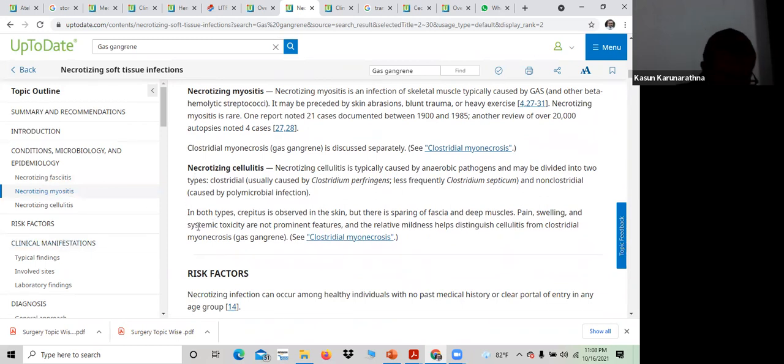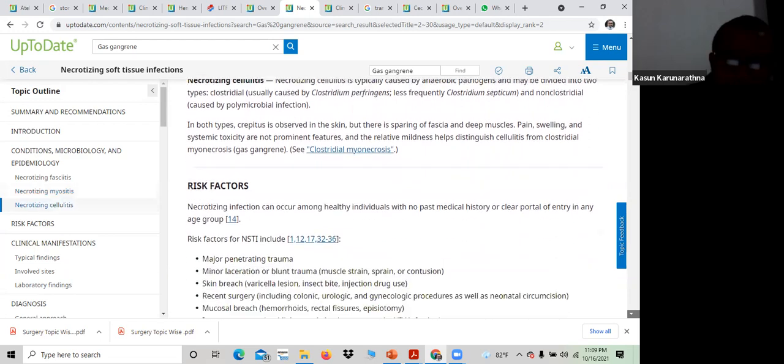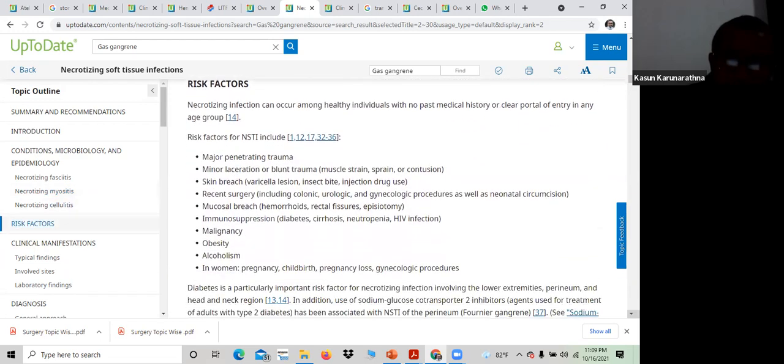Clostridium perfringens is the one that causes Clostridial myonecrosis, where you get the gas forming. There will be gas trapped in the tissue planes. You get the crepitations, right? And if you get a polymicrobial infection with gas-forming organisms, again you get crepitations. But commonly it is due to Clostridium perfringens, right?